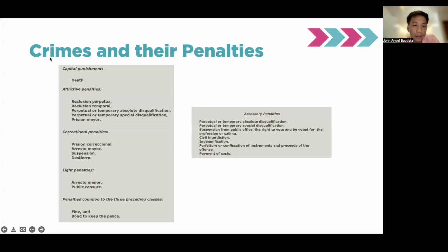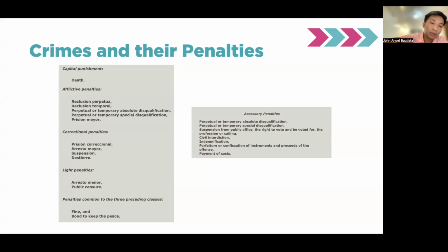Okay, ito pala. Meron tayong dito categories ng penalties. Death, of course, is the capital punishment, which is right now hindi pa siya enacted. I mean, pala siya? Dati meron 'yon, pero that was stopped during the time of I think Gloria Arroyo. Kasi hindi na nabalik. So, meron tayong reclusion perpetua, reclusion temporal, perpetual or temporary absolute disqualification. This applies usually to government employees. Perpetual and temporary special disqualification, prison mayor. Yung corrective penalties natin, prison correctional, arresto mayor, suspension destierro.